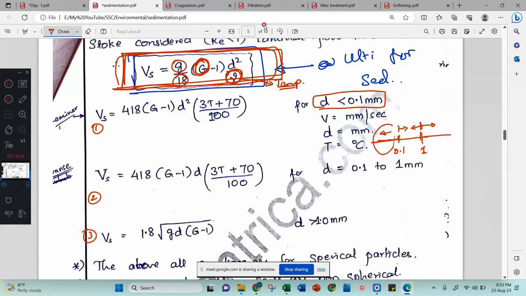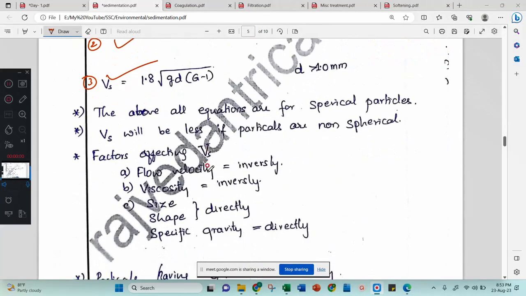Okay, for this type of particles we will use this equation. This type of particles will use this equation. This type of particles we will use this equation, that's it. You can learn that by heart. And all the above equations are for spherical diameter, very important.